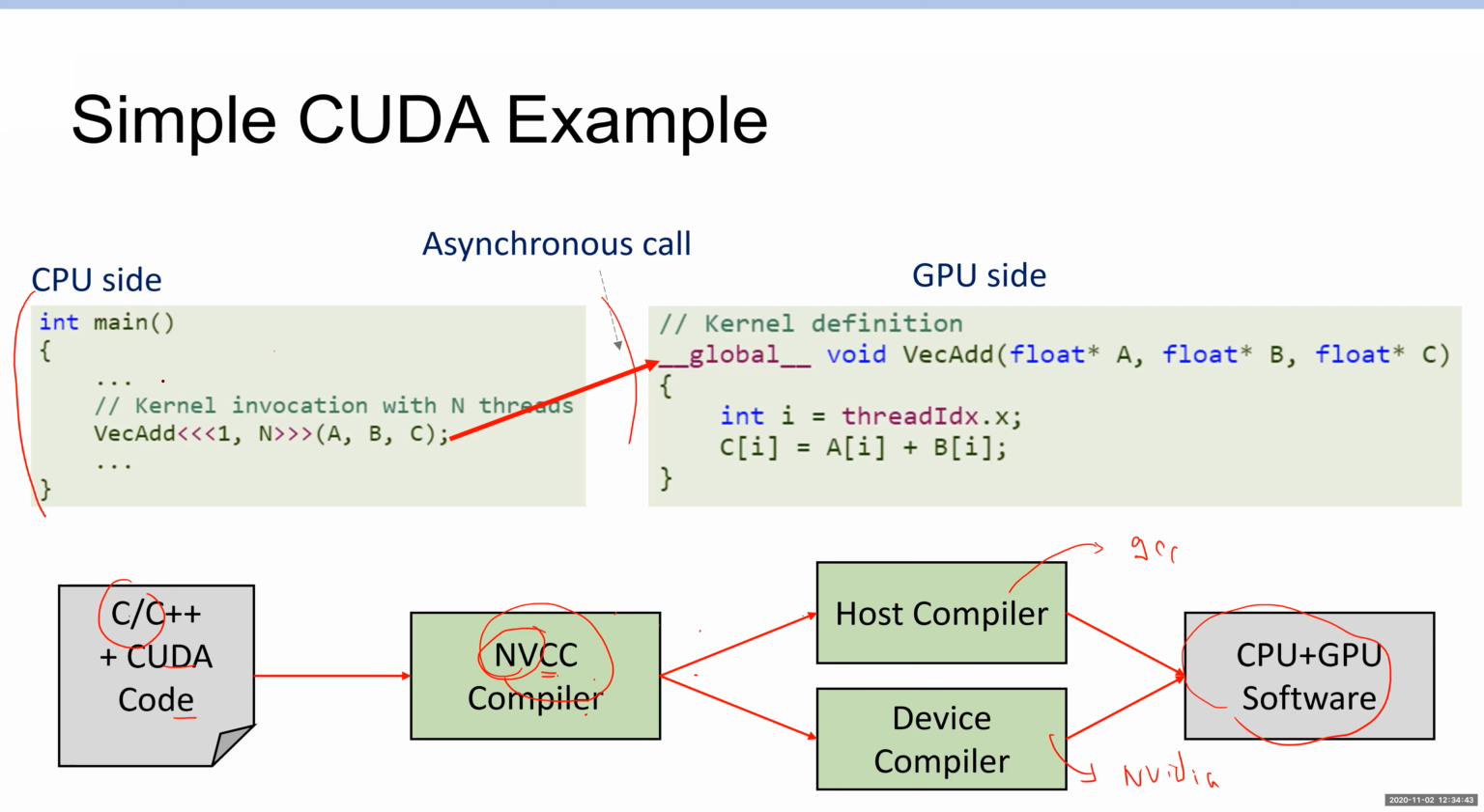Here you can call a CUDA function by specifying the triple angle brackets. This specifies the number of blocks in a grid and the number of threads in a block. And in this function, you can perform a vector operation. I will do some examples later on.